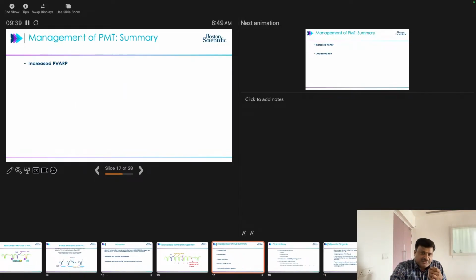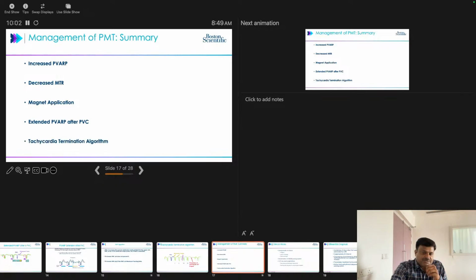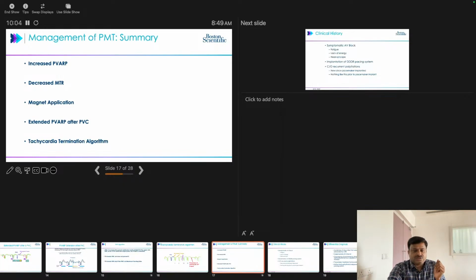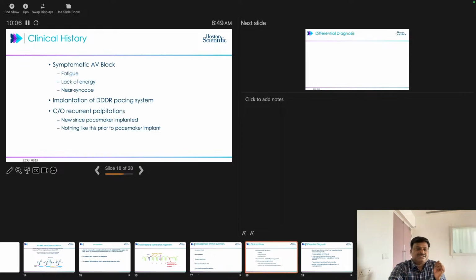So in summary, the management for a PMT is increased PVARP, decreased maximum tracking rate. Magnet application is one of the major applications, but we need to have the patient with us to apply the magnet over the device. So this is the most common algorithm, which is the extended PVARP after PVC, and that is how we are going to terminate the PMT circuit.